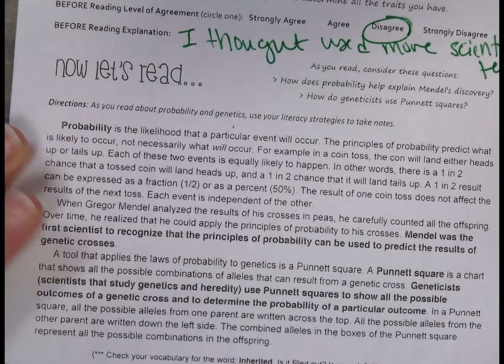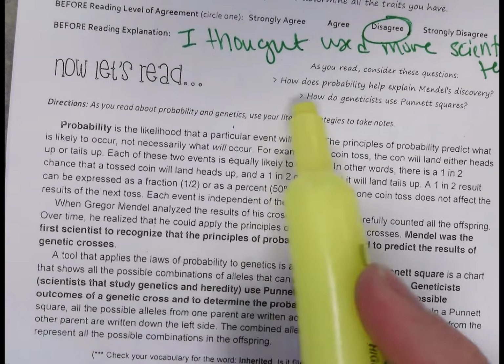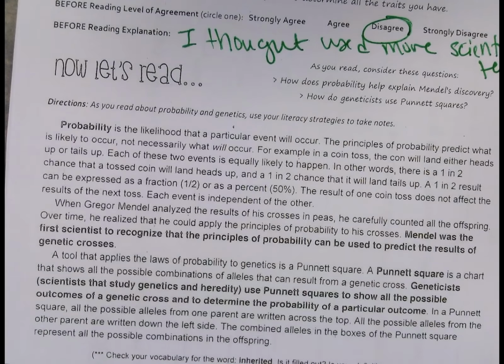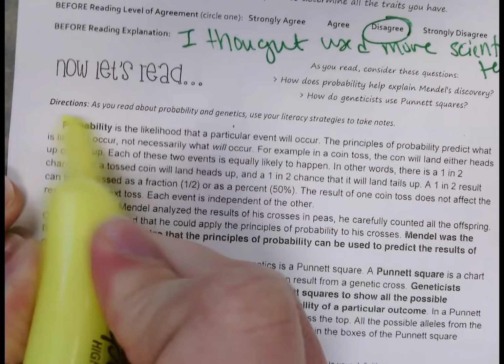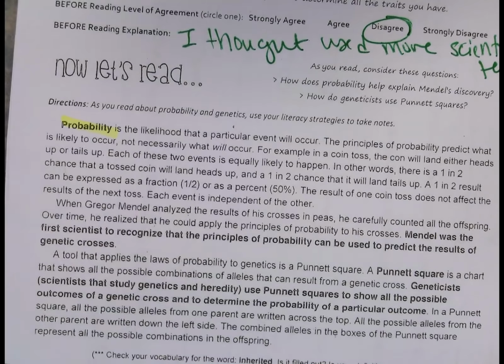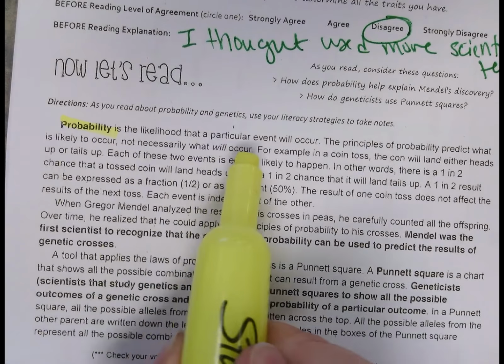All right, so back to this because this took like a 10-minute break. So Gregor Mendel, he worked with the pea plants. That's why he's so famous. He's called the father of genetics. So probability, anytime you see something in bold, probably important, is the likelihood that a particular event will occur. The principles of probability predict what is likely to occur, not necessarily what will occur.